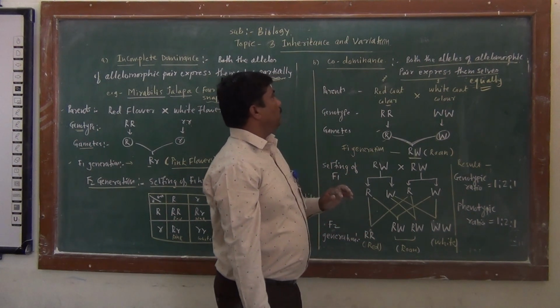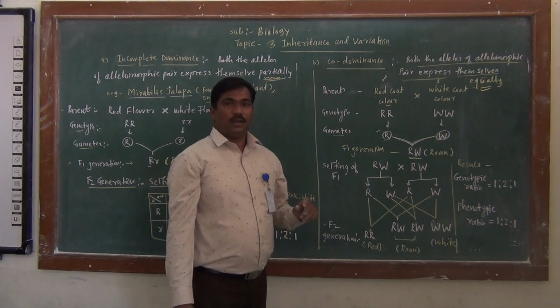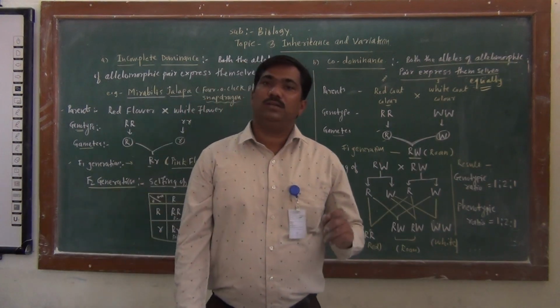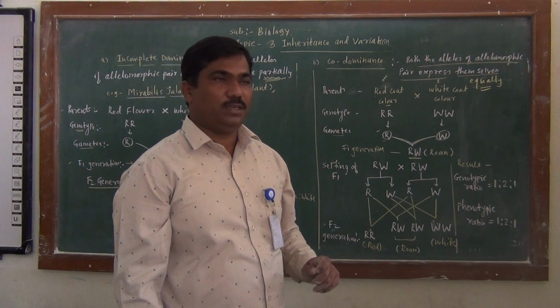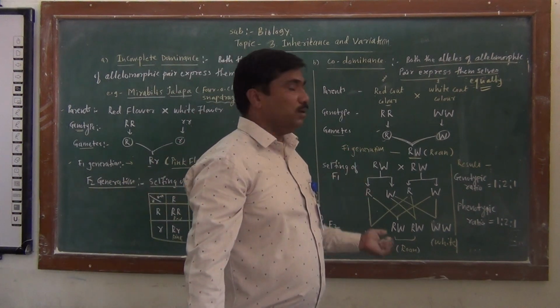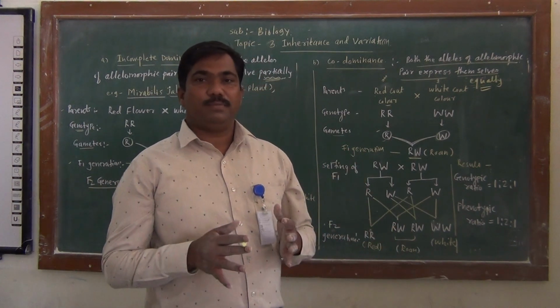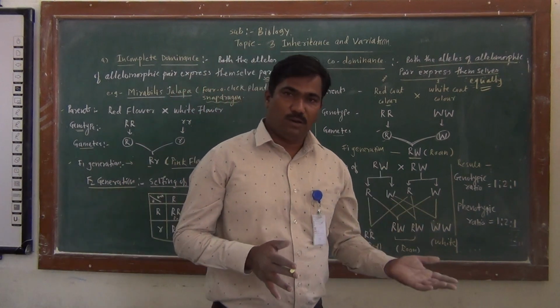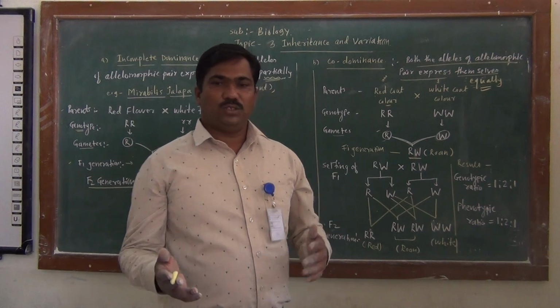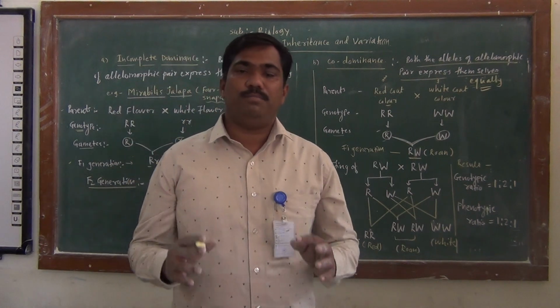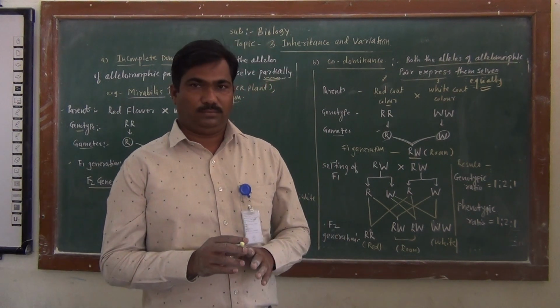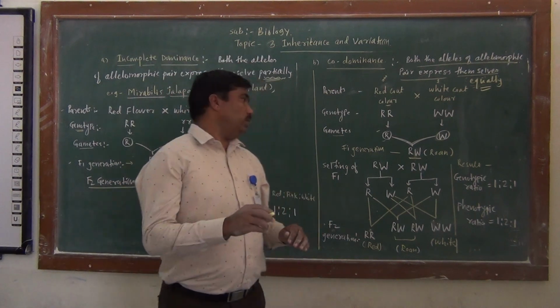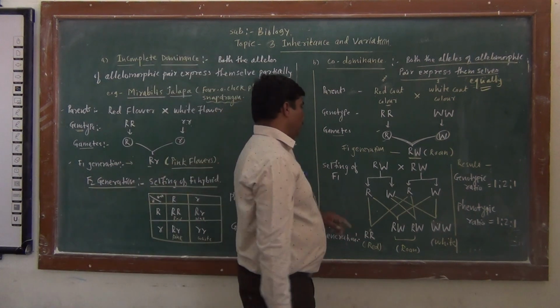So codominance also does not follow the law of dominance, because here the alleles express equally. There is no allele that is dominant while the other is recessive. Both alleles are completely dominant, or they express equally.